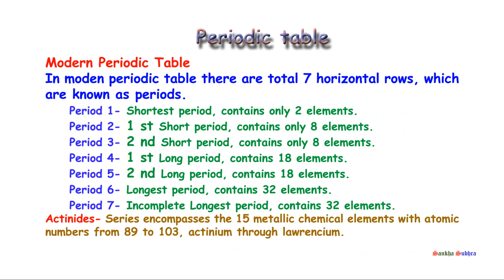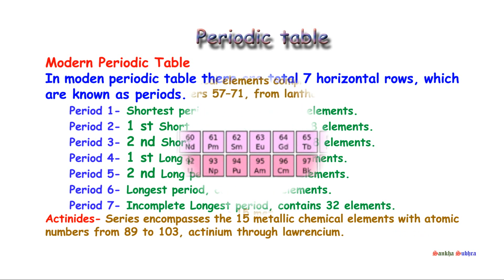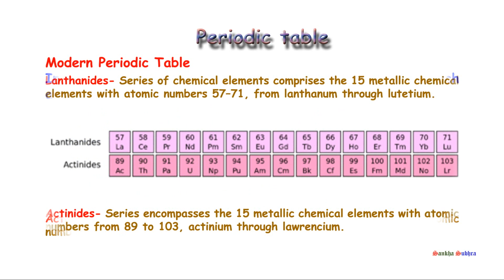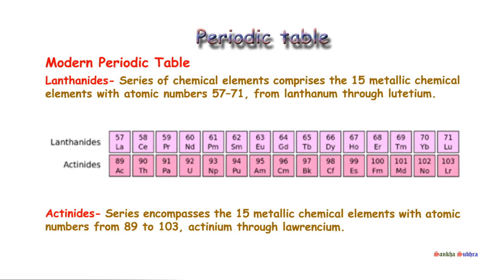The next row belongs to the subperiod of period 7, and this is known as the actinides. This series also contains 15 elements of atomic numbers 89 to 103, and the starting element is actinium, up to lawrencium. Remember, these two series are nothing but the rarest of the rare elements.